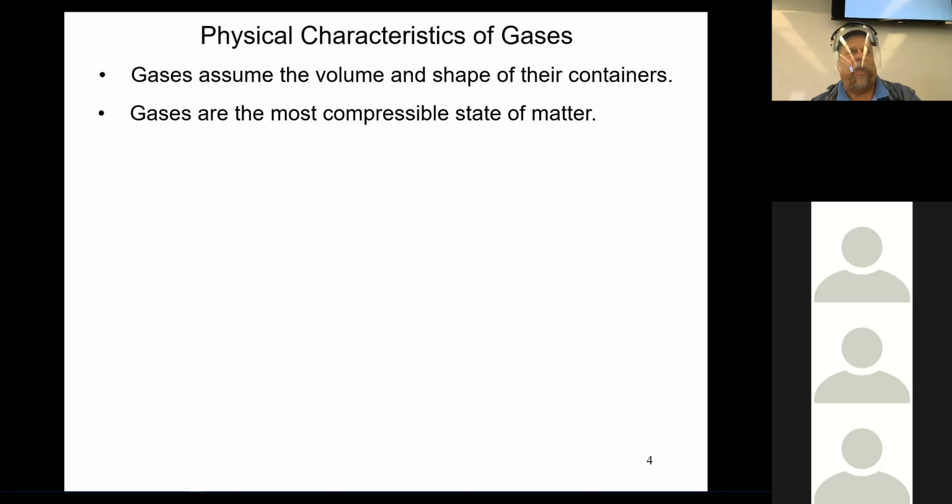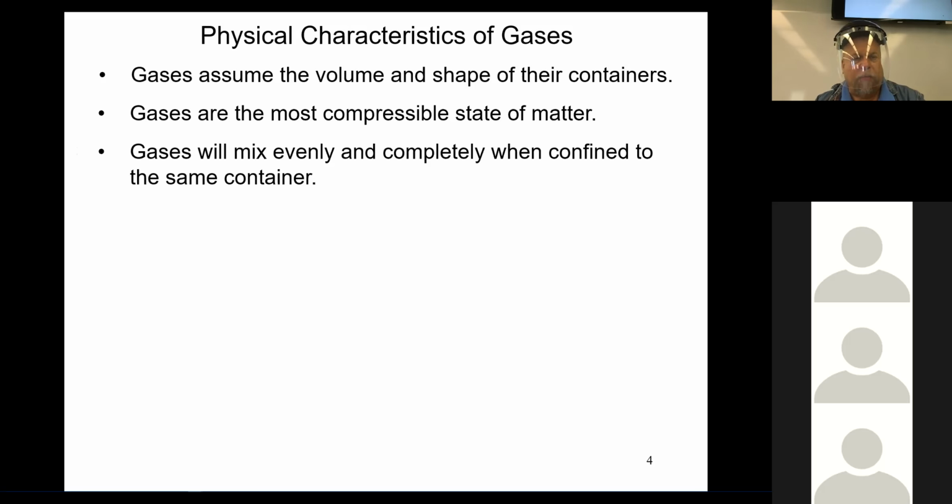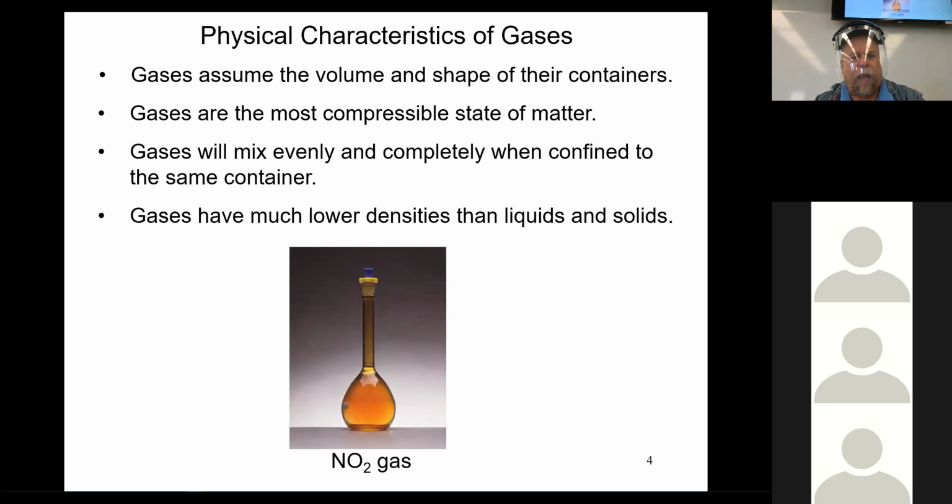That's why it's easy to move your hand across the thing. How about if you try and swim? Is it easier to move your hand in water or in the air? The air, okay? Because it's very compressible. Water isn't as much. Gases will mix evenly and completely when confined to the same container. Gases have a much lower density than liquids and solids.